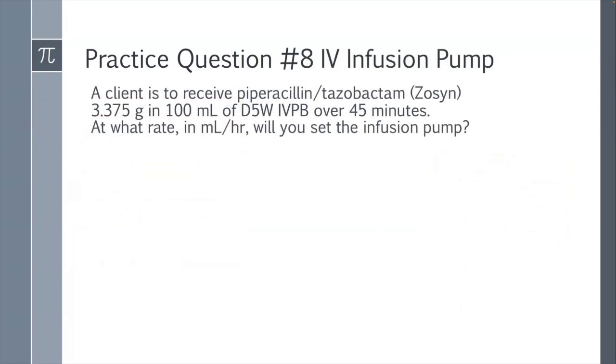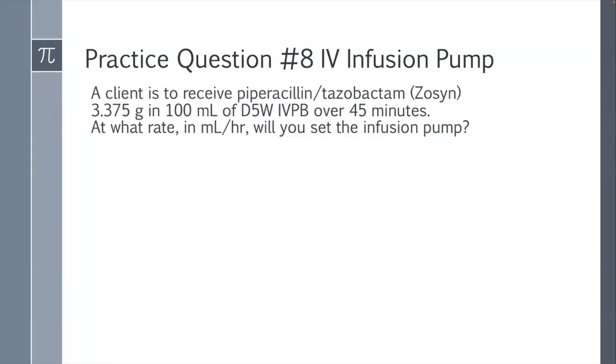Here we have a client to receive piperacillin or Zosyn, 3.375 grams in 100 milliliters of D5W IVPB, which is IV piggyback. It means we're going to have a smaller bag hanging at the same time as a larger bag, but the smaller bag is going to be higher. Whichever bag is higher, gravity does this awesome thing where it pulls from the smaller bag first. Once that one's done, the lower bag for your maintenance fluid kicks back on and there's no air in the line. The IV piggyback system is awesome.